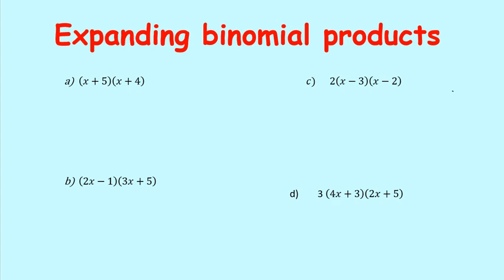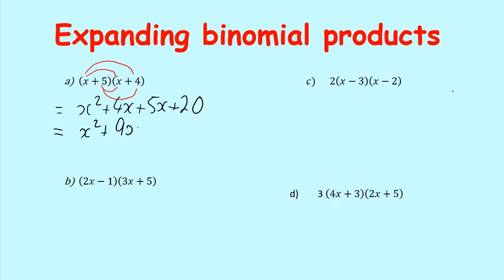Here we have some examples of expanding binomial products. Since there is no operation symbol between the brackets, we will multiply each bracket together. For example A, we will multiply the x and the x, the x and the 4, the x and the 5, and the 5 and the 4. This will give us x squared plus 4x plus 5x plus 20. We will then collect like terms, leaving us with x squared plus 9x plus 20.